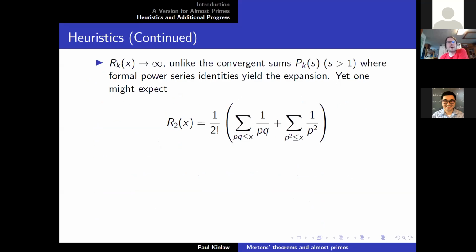And so unlike these convergent sums in the k almost prime zeta functions where s is bigger than 1, our P_k of 1 is divergent. So it goes to infinity with x. And unfortunately, that means that the formal power series identities that were used for the combinatorial formula for the almost prime zeta functions can't be used directly here. Yet one might expect the following.